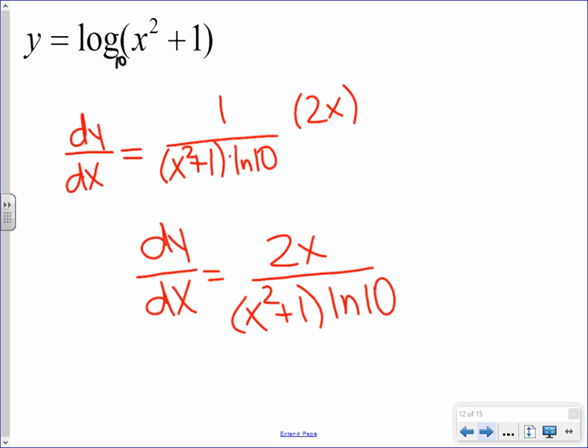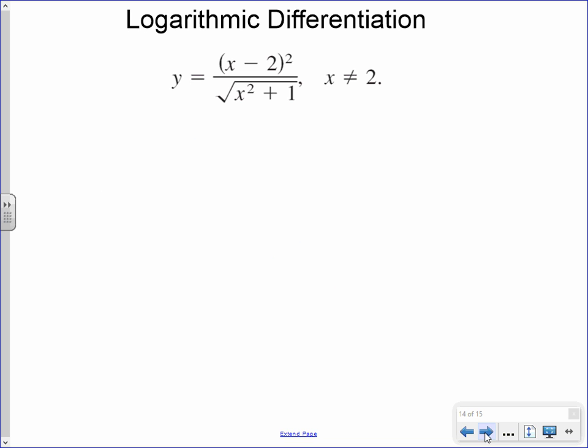If you don't practice these rules, you're not going to remember them. You have to do your homework tonight. Okay? Now, what is nice about logarithms is they can help us even if we don't have a logarithm in our function originally. What do you mean by that? Write this problem down, please.